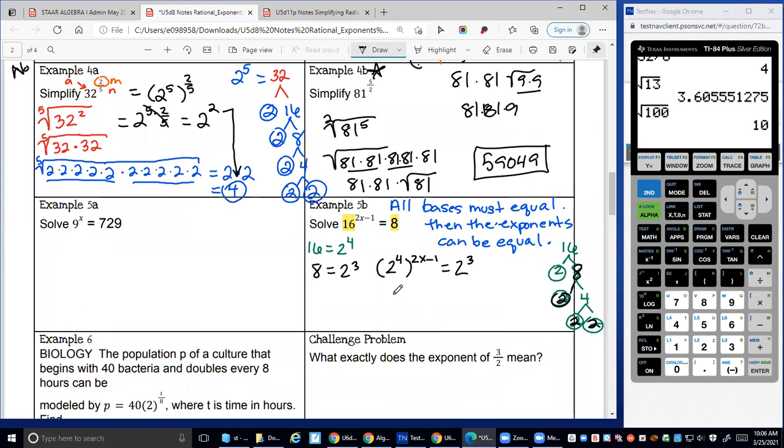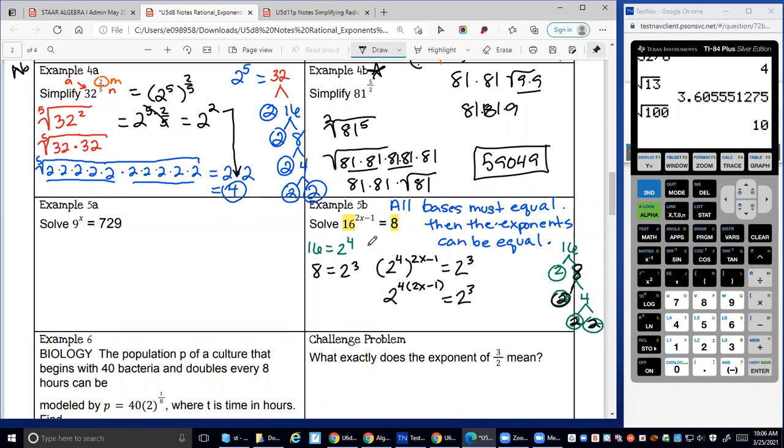So I'm going to go ahead here and rewrite this so that it's 2 to the power of 4 times 2x minus 1, and that's going to equal 2 to the power of 3. Any questions? Are you with me?